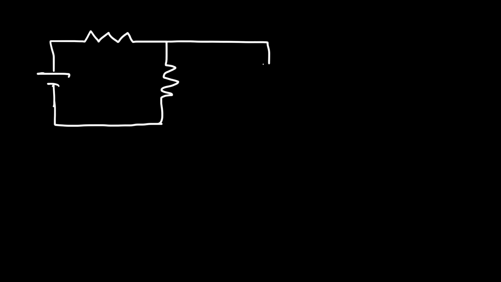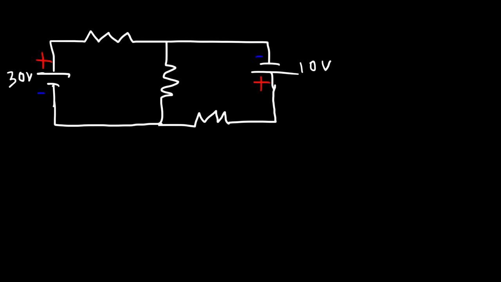If you want to, you can pause the video and work on it. So this time we're going to have a second battery in this problem. And so here's the positive terminal, and here is the negative terminal. And let's say on this side we have a 30 volt battery, and on this side a 10 volt battery.